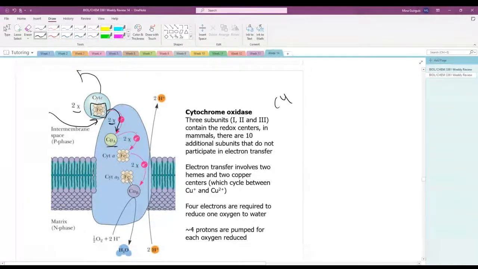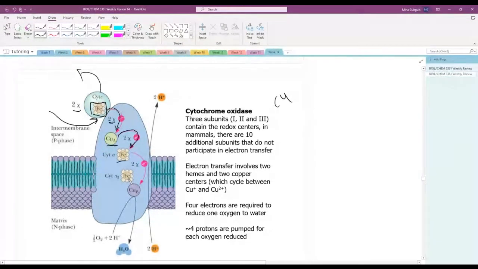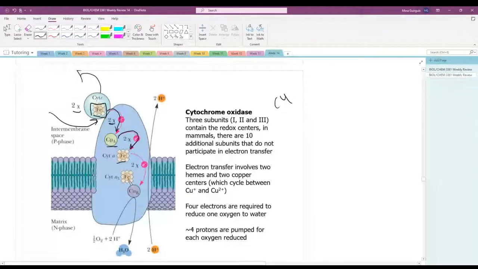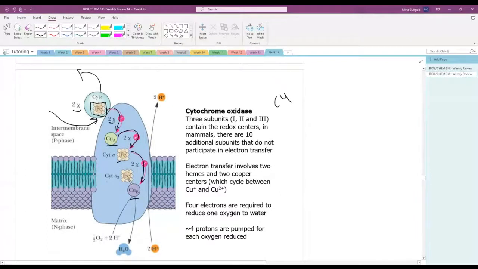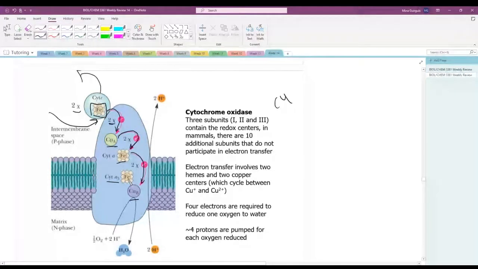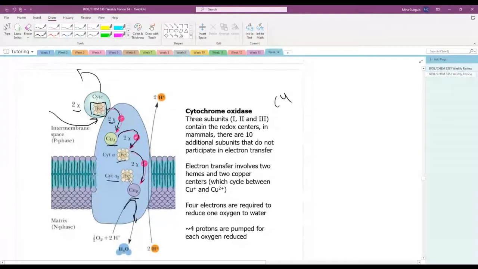And then it donates those 2 electrons to cytochrome A. And then cytochrome A donates them to copper B, which is attached to cytochrome A3. And then copper B, finally, after all this time, reduces oxygen to H2O. Okay, so that's the process.